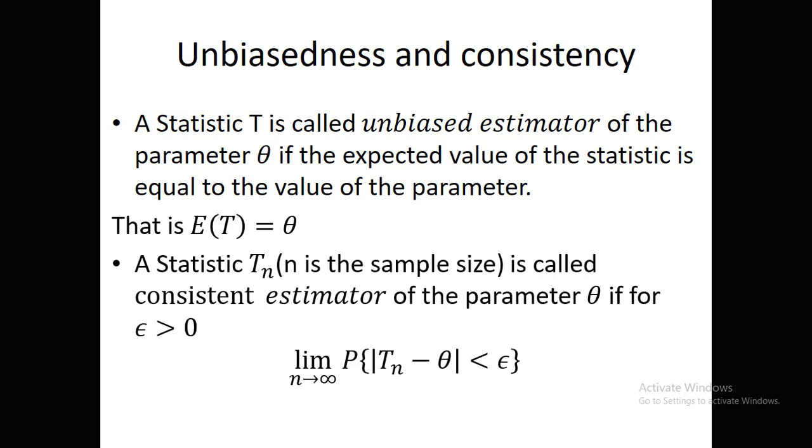And of course, what is consistency? The statistic Tn, where n is the sample size, is called consistent if for epsilon greater than 0, the probability that |Tn minus theta| is less than epsilon, when n tends to infinity, when the sample size is big enough, will be equal to 1. Equal to 1 part is missing actually. This thing will be equal to 1.